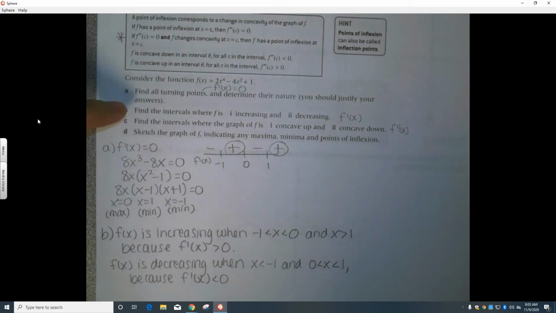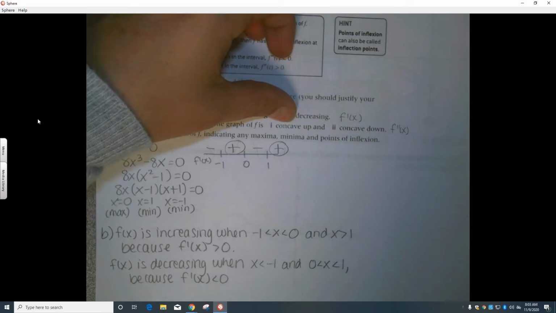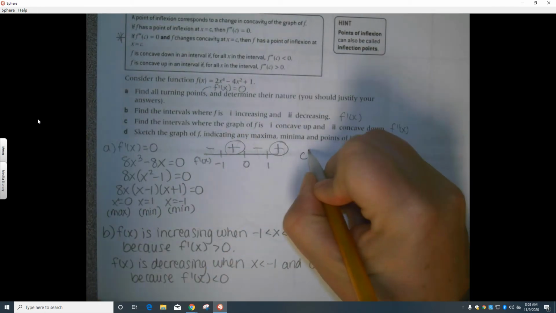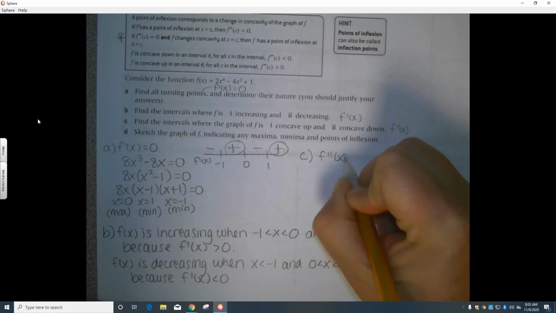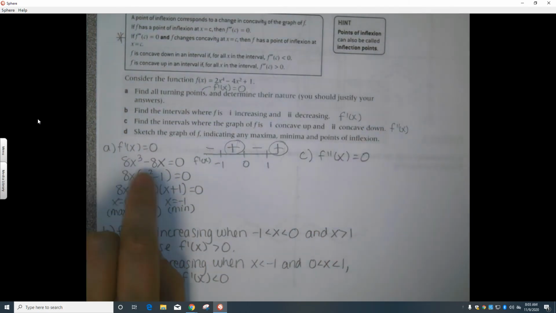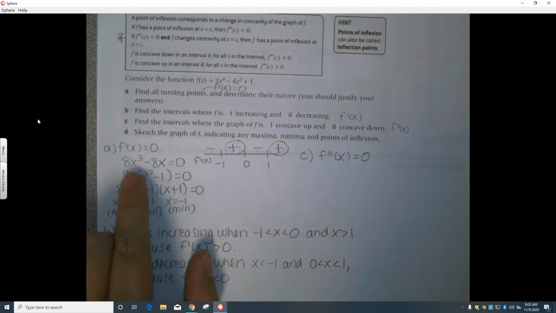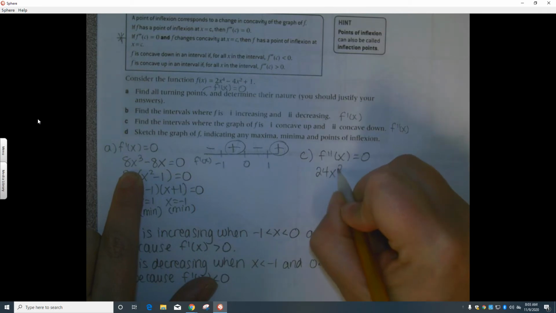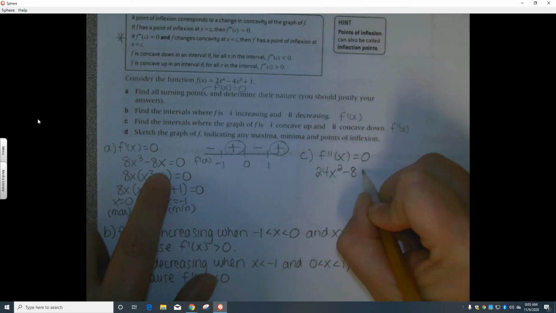Now in part C, they want to know where is my function concave up and concave down. So that's where I need to set my second derivative equal to 0 and do a sign chart. So here I've got my first derivative, so I'm going to do the derivative again. So I get 24x squared minus 8.